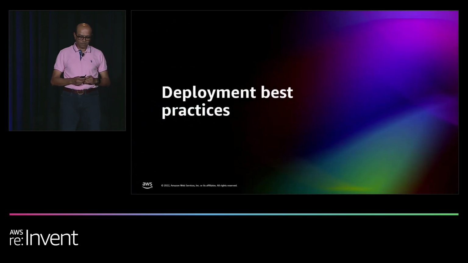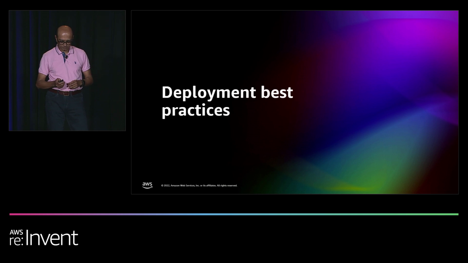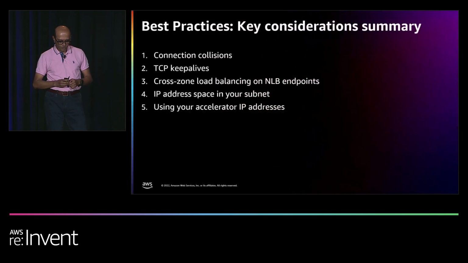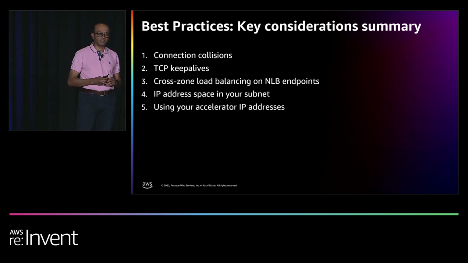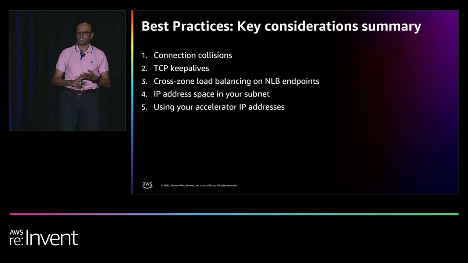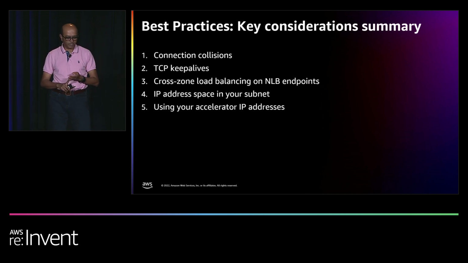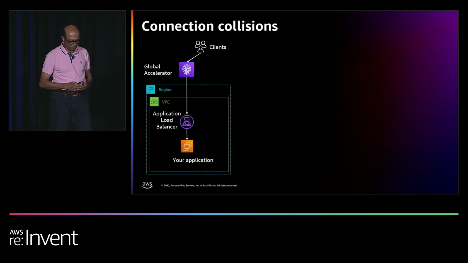Okay, let me wrap it up with some deployment best practices when using Global Accelerator. The 5 best practices that I'll review here are considerations around connection collisions, TCP keepalives, cross-zone load balancing, ensuring IP address space in your subnets, and also how to use your accelerator IP addresses. So let's first start with connection collisions.